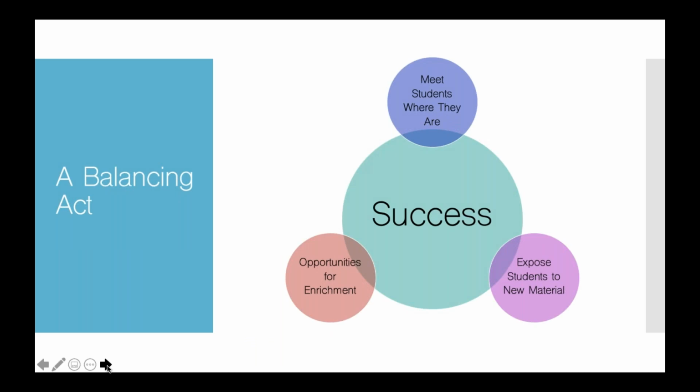So, with that all in mind, we also know that there are some other important factors that we need to take into consideration, namely the importance of exposing our students to new material throughout the year, and also providing opportunities for enrichment. So how do we build a program, a learning model that accounts for all of these pieces, meeting students where they are, exposing them to new material, and then also providing opportunities for enrichment?